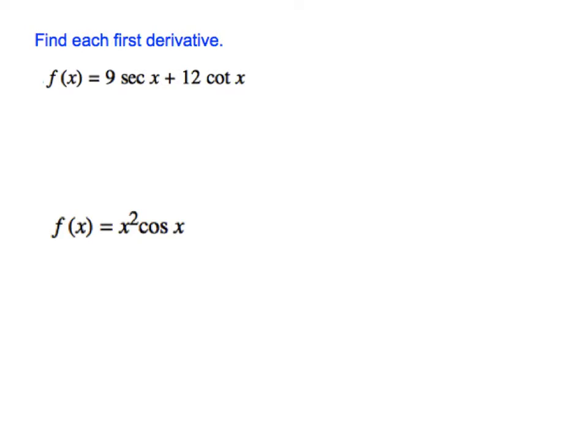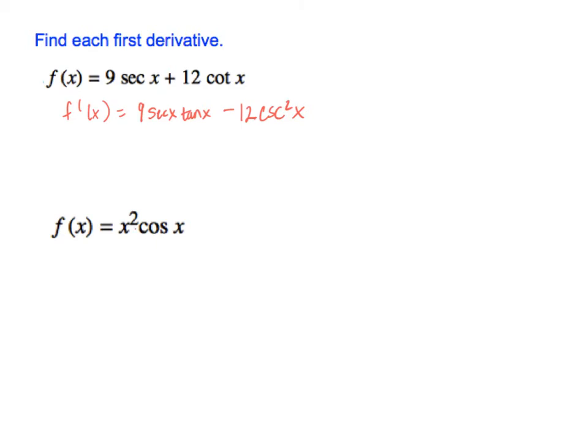All right, so now the instructions here: find each first derivative. Once you have them memorized, these types of problems, especially when there's no additional rule in there, are super easy. So the first one, the derivative of f, 9 secant x, well, that derives to 9 secant x tan x. 12 cotan x goes to negative 12 cosecant squared x. And you're done. I just replaced two rules there.